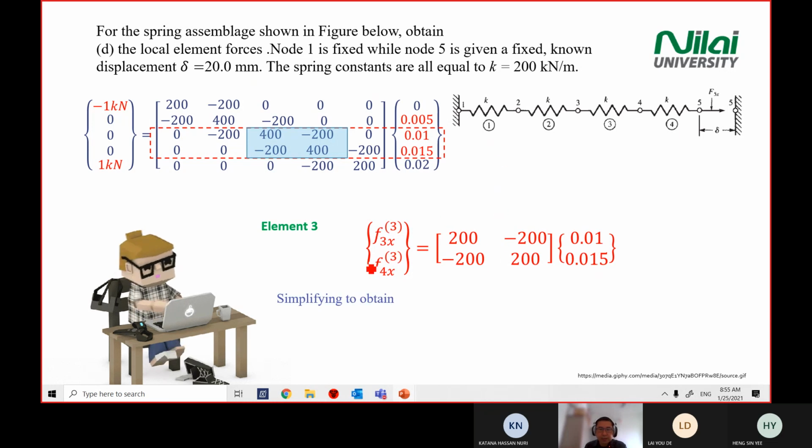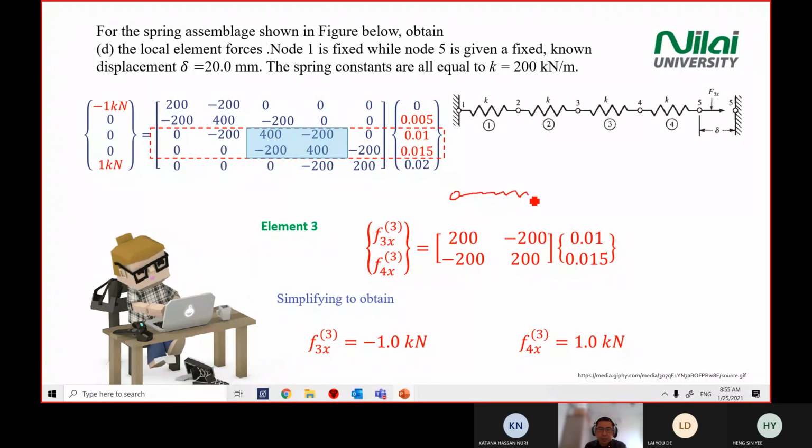Then again, you solve the simultaneous equation. You'll get the force at node 3 equal to so and so, and node 4 so and so. This value is for element 3, spring number 3, and for spring number 3 you have 0.3 and 0.4. You do the same for element 4. Again, you look at this section, element 4.